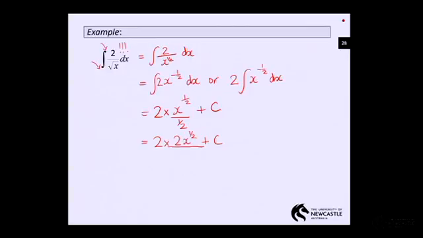So in fact, this is 4 times x to the half, so you can either write it as 4 times x to the half plus c, or you can write it as 4 times the square root of x plus c. All right? Now, it's that divided by a half that's going to hurt most people. So remember, write it down and then deal with it on the next step.